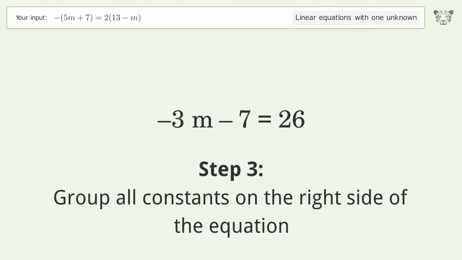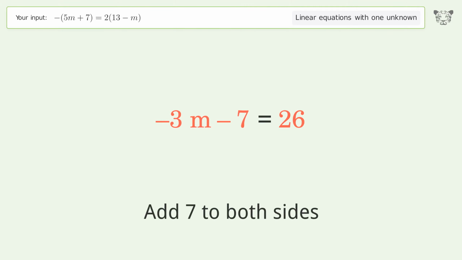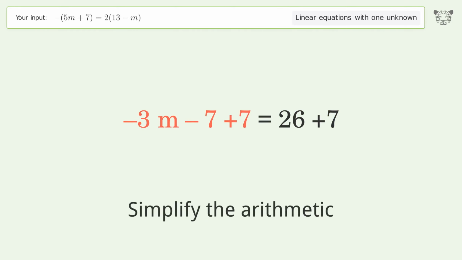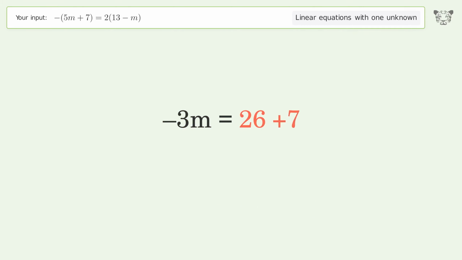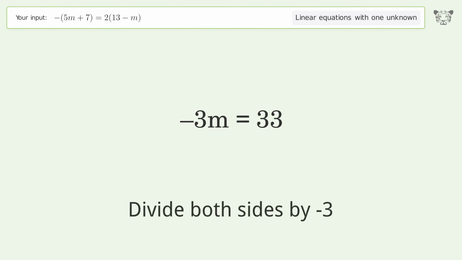Group all constants on the right side of the equation. Add 7 to both sides. Simplify the arithmetic. Isolate the m. Divide both sides by -3.